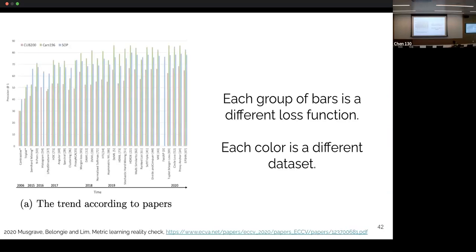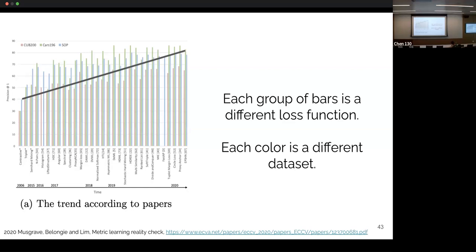Another example, which Justin's reading group read, is from a paper called Metric Learning Reality Check. Here we have a graph showing the advance through the years of metric learning. Each group of bars is a different loss function and each color is a different dataset. We can clearly see that through the years there is supposedly an improvement in metric learning. Metric learning is a field where you're trying to learn an embedding space in which the distances between samples are meaningful in some way.